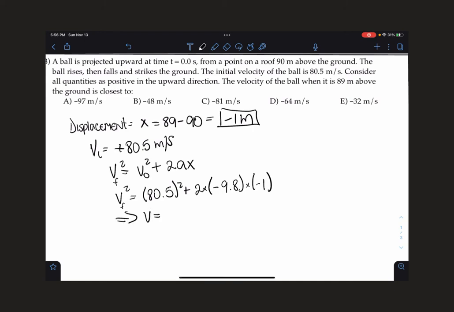and this gives us a result of -80.6 meters per second, which in here it's letter C if we round it.